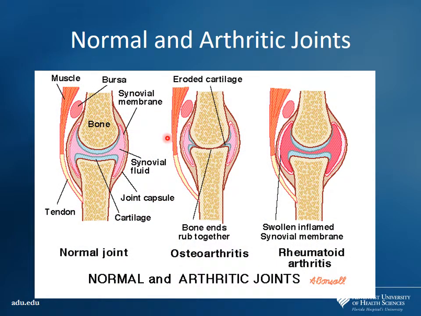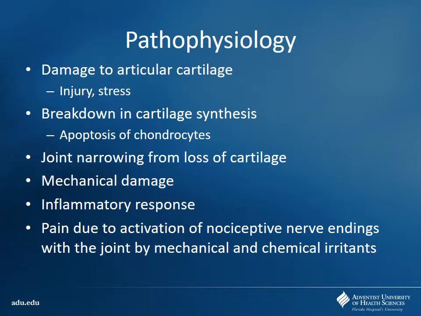And just compare a normal joint versus one with osteoarthritis. Again, just bone on bone, causing a lot of pain. Versus with RA, it's a lot of inflammation. Usually the cartilage might still be intact, but all this inflammation, all this swelling, causes a lot of deformation over time.